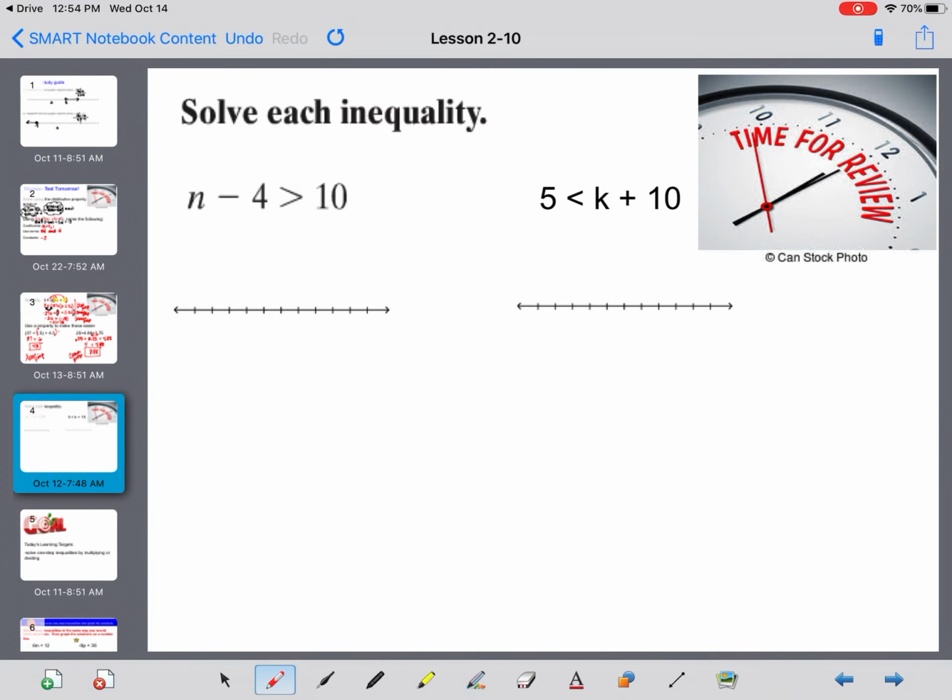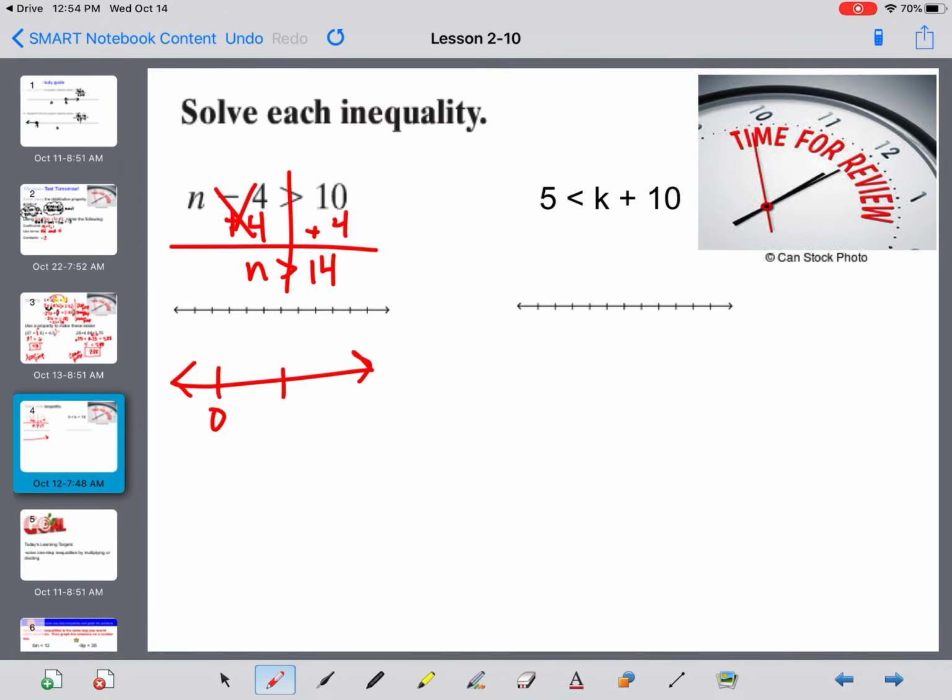All right, one more review slide. In this one, we are solving equations and graphing the solutions on a number line. So you're going to add 4 to both sides. N is greater than 14. On your number line, 0, 14, put a circle here, draw a line to the right.